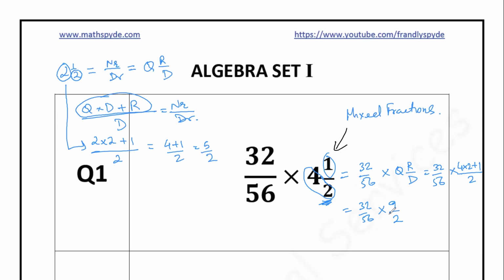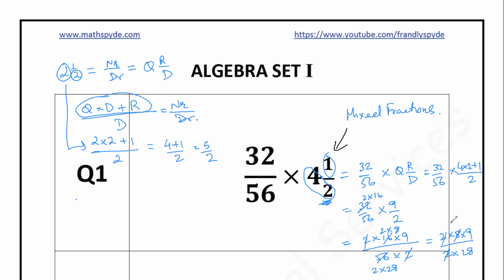Now, if we were to solve this, then we'll break this down as 2 into 16. We rewrite it as 2 into 16 into 9 upon 56 into 2. So 2 and 2 goes. Again, we break this down as 2 into 8, and this as 2 into 28. We write it down as 2 into 8 into 9 upon 2 into 28. So 2 and 2 goes again. So I'll continue over here.